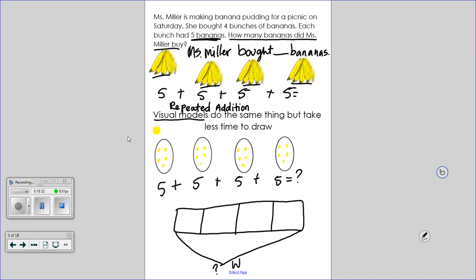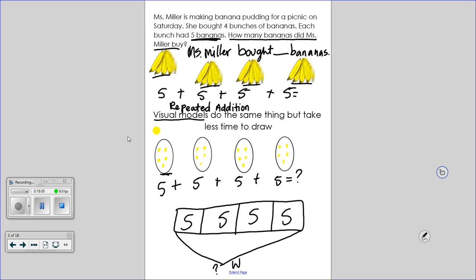So think about how many bananas I have. How many bananas did I have in one bunch? 5. So I'm going to write a 5 here. How many did I have in the second bunch? Baby Tracy? 5. What about the third bunch? Ava? 5. What about the last bunch? Hayden Washington? Hey! We know how to solve that.